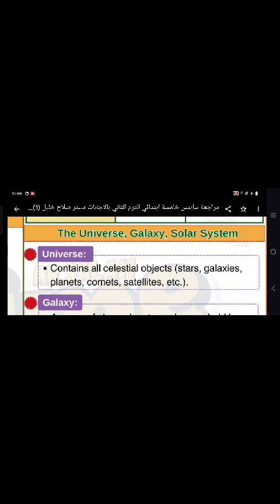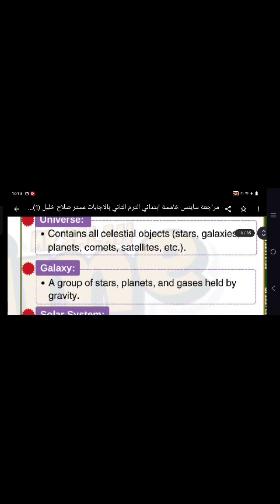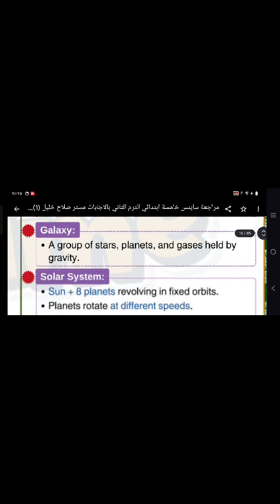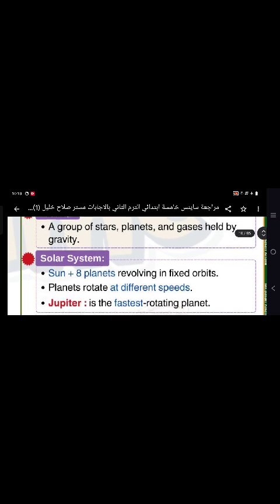Okay, now we will speak about the universe, galaxies, and solar systems. The universe contains all celestial bodies like stars, galaxies, planets, comets, and satellites. It is the wide space around us. Then, second, the galaxy: it is a group of stars, planets, and gases held together by gravity. The solar system contains the sun and the eight planets revolving around it in fixed orbits.